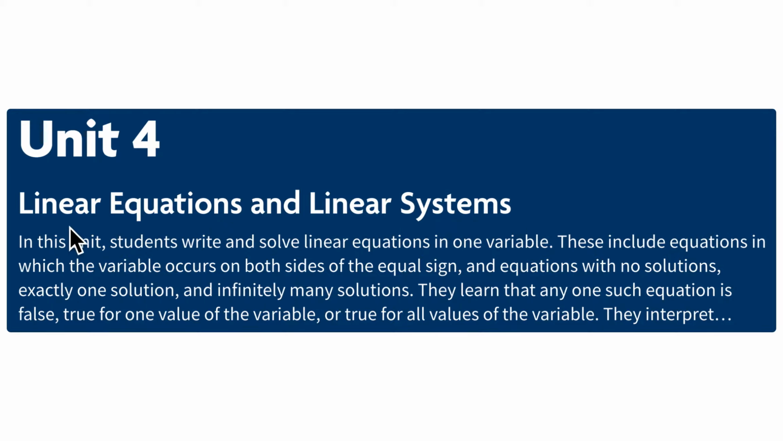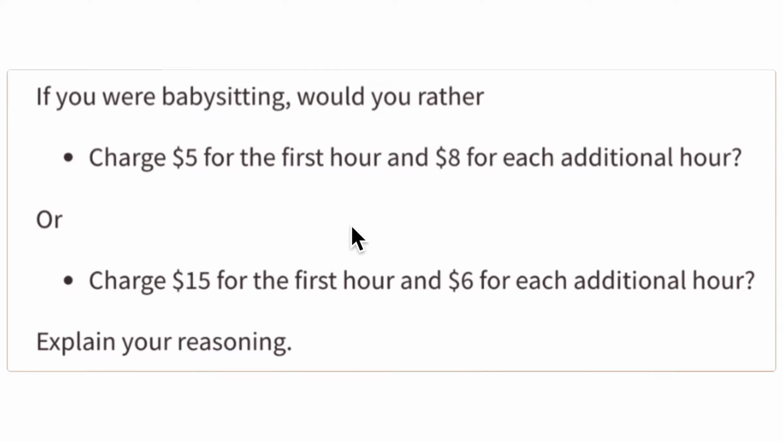But I want to go back to this title of linear equations and linear systems because this is what I focus on when I look at these problems. Where is the linear relationship in these problems? And this kind of bothered me in this first activity because this situation has two babysitting jobs, one charged $5 for the first hour and $8 for each additional hour. The other job is to charge $15 for the first hour and $6 for each additional hour. And it asks to explain the difference and which would you prefer.